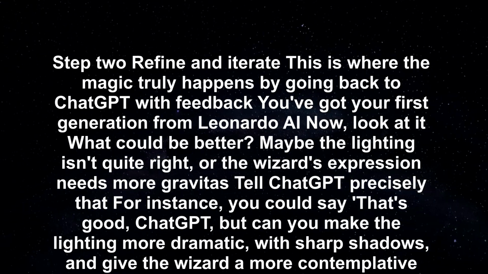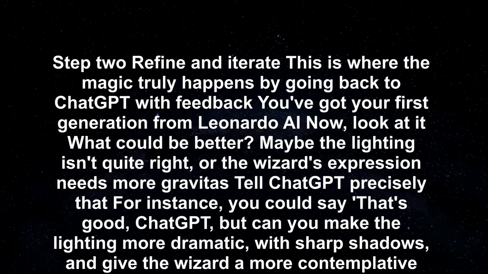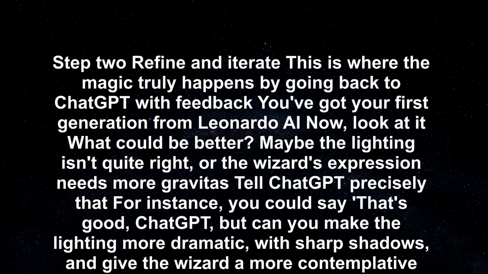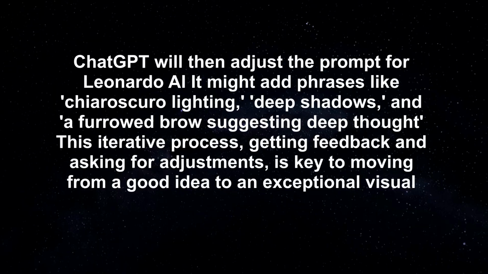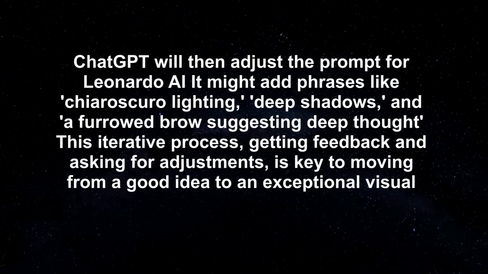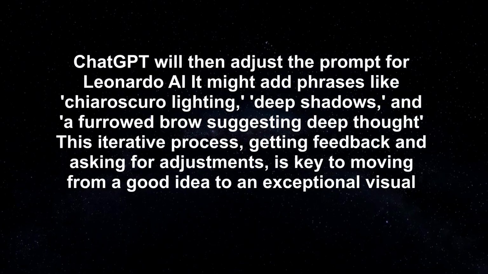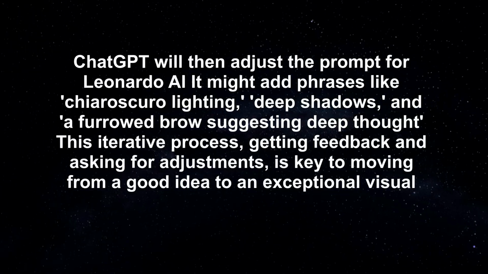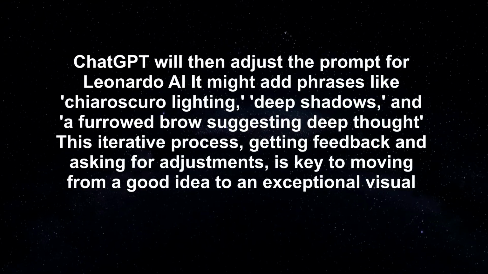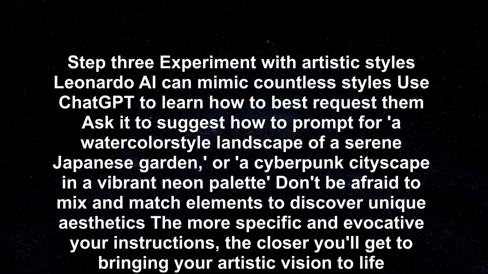Tell ChatGPT precisely that. For instance, you could say, "That's good, ChatGPT, but can you make the lighting more dramatic, with sharp shadows, and give the wizard a more contemplative expression?" ChatGPT will then adjust the prompt for Leonardo AI. It might add phrases like chiaroscuro lighting, deep shadows, and a furrowed brow suggesting deep thought. This iterative process, getting feedback and asking for adjustments, is key to moving from a good idea to an exceptional visual.